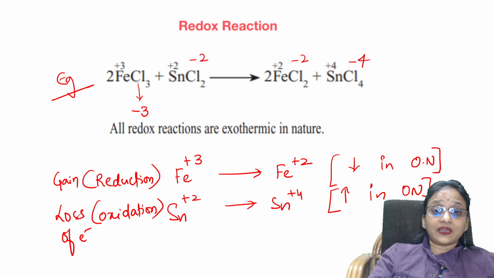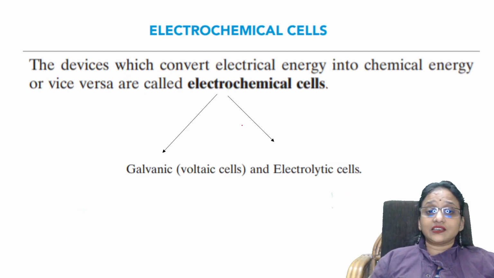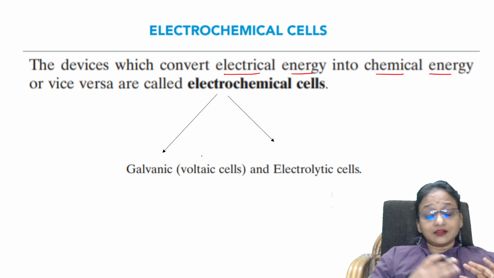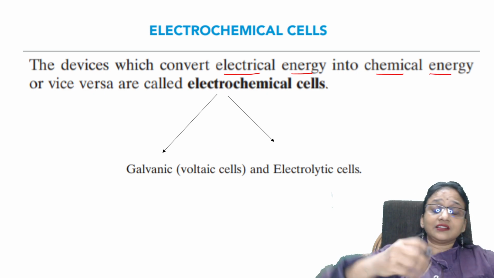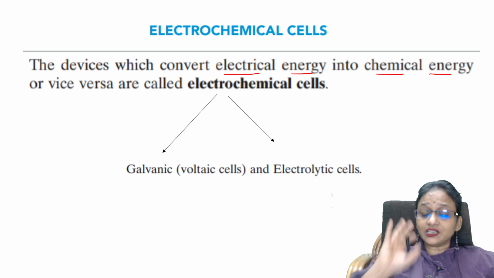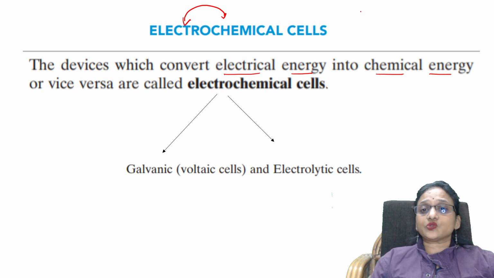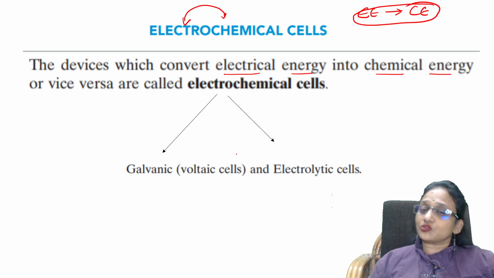Next important thing, gradually when we come to electrochemical cells, what are they going to do? They are going to convert electrical energy into chemical energy. It means with the external supply of current, you are going to generate a chemical reaction through which the whole circuit gets completed. Got it? So in electrochemical cells, as the name suggests, electrical energy is converted to chemical energy. So EE is converted to CE. That's all. This is your electrochemical cell.